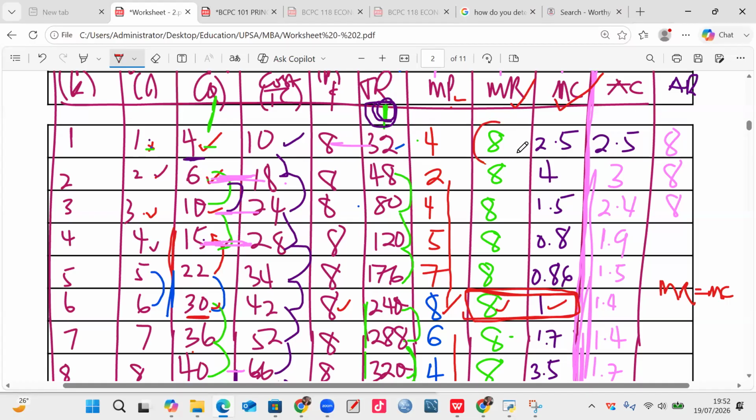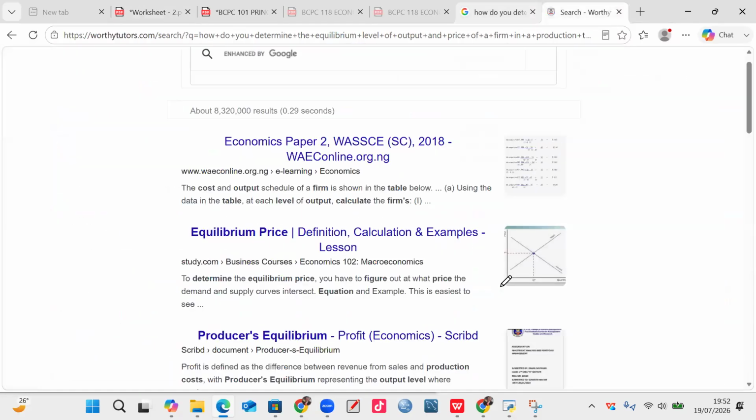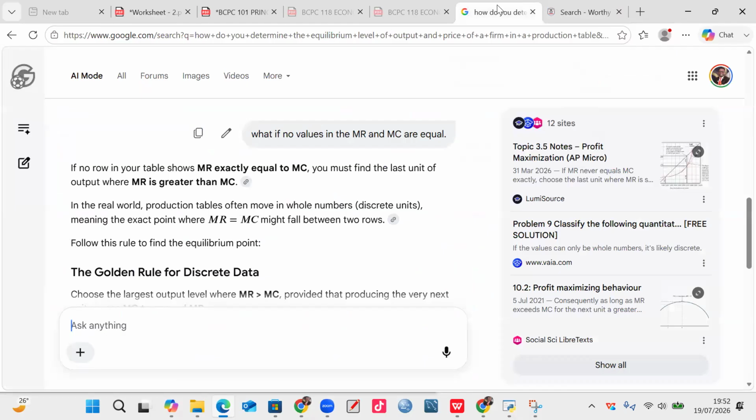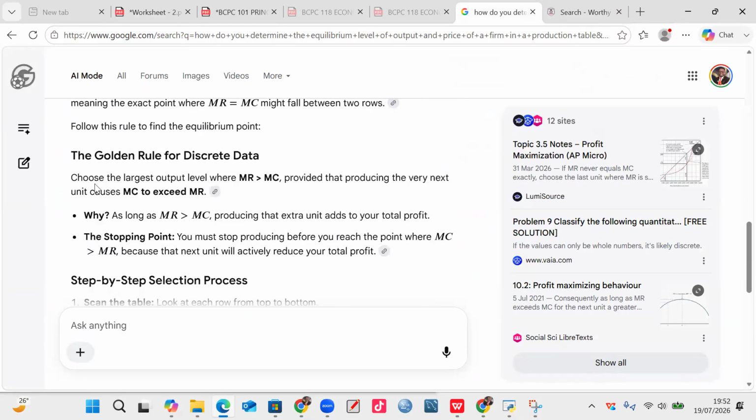This here is 8 here. Here, MR is greater than MC at 4. So right from 4 to the end, MR has been greater than MC. Are you good? Yes, true. So it says that in the real world, okay, that's it.